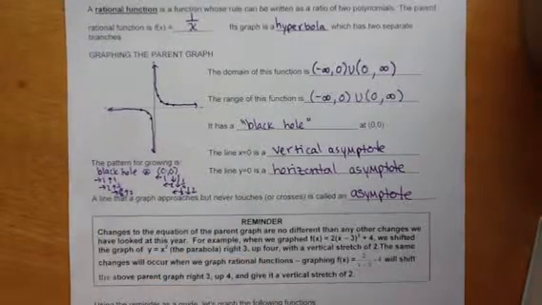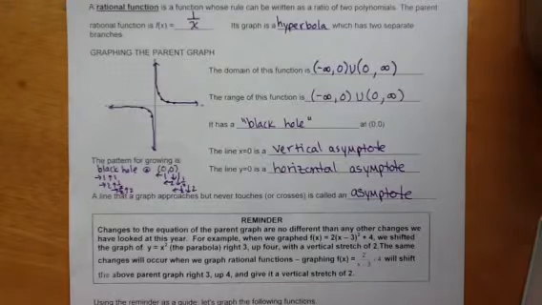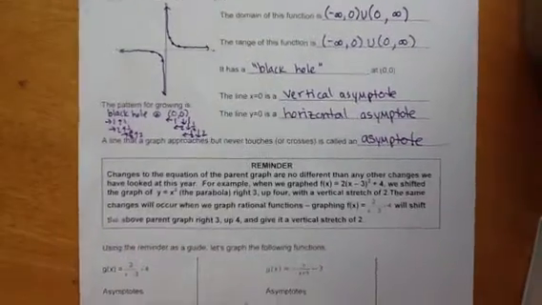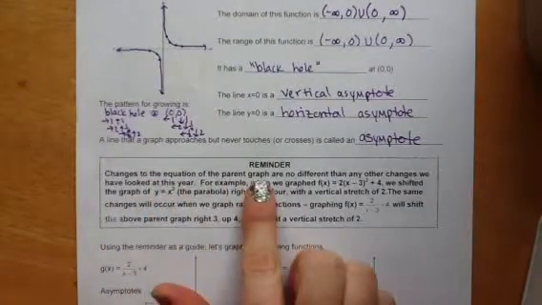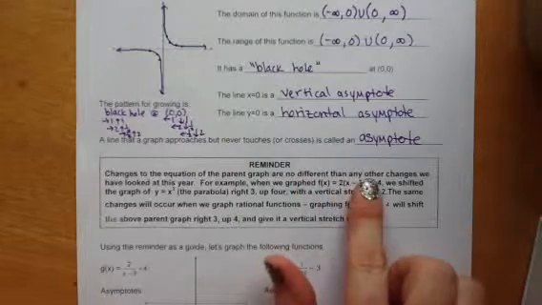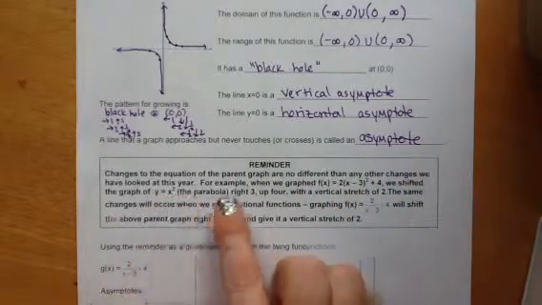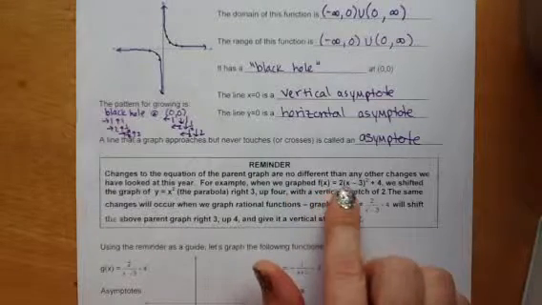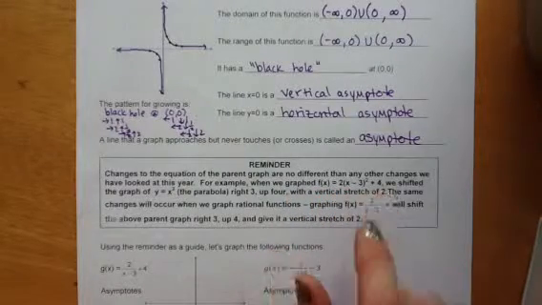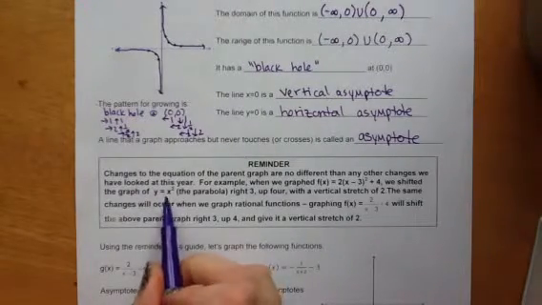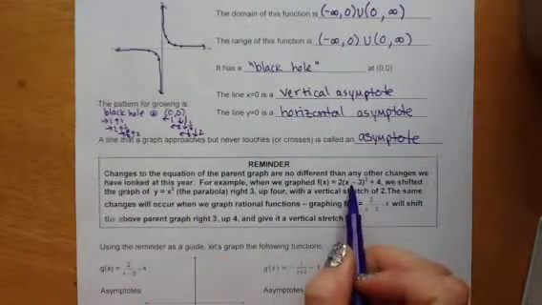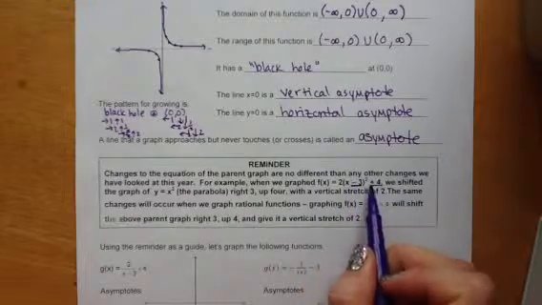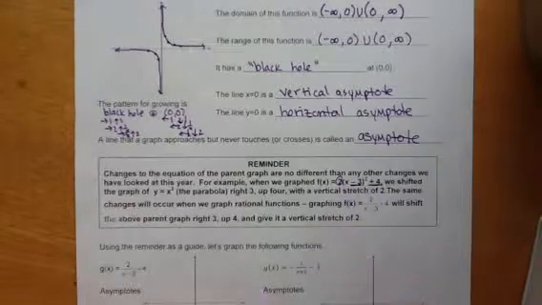So for hyperbolic rational functions, we'll use that parent and some transformations to graph other hyperbolic functions. So here's your reminder. Changes to the equation of the parent graph are no different from any other changes we have looked at this year. For example, when we graphed f of x equals 2 times the quantity x minus 3 squared plus 4, we shifted the graph of y equals x squared, which was the parabola. This was right 3, up 4, and we had a vertical stretch of 2.